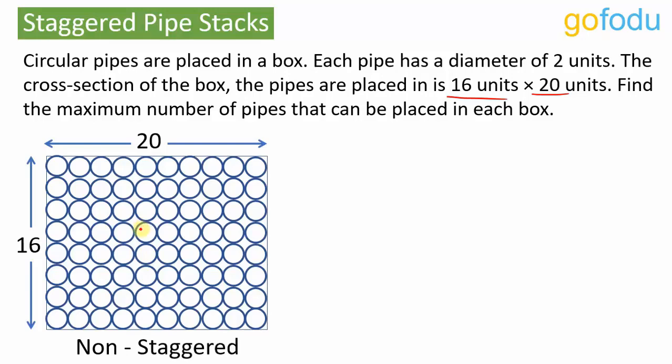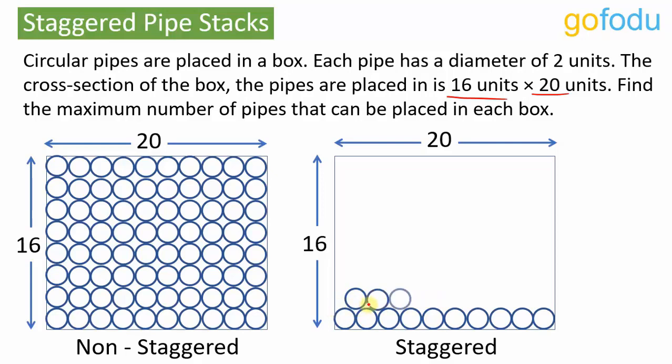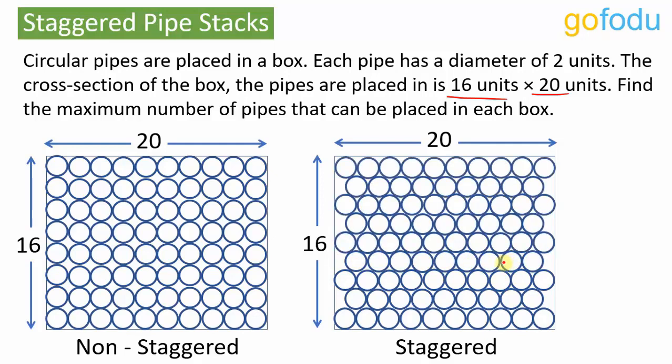Then there is one more way to arrange pipes, called the staggered pattern, in which in the first row we will place 10 pipes as we did in the first case. Now instead of putting a pipe above this pipe, we will put it in between the first and second pipe. Like this, in the second row we can put 9 pipes. Then again in the third row we will have 10 pipes, in the fourth row 9 pipes again, and so on.